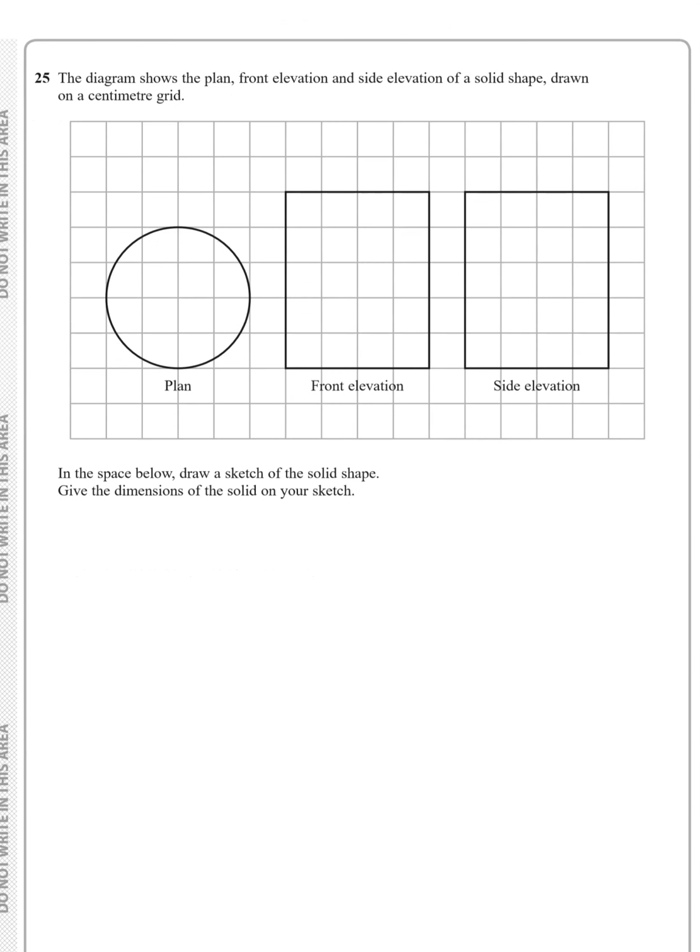Right, number 25 looks a bit different. Diagram shows the plan, front, side of a solid shape drawn on a centimetre grid. In the space below, draw a sketch of the solid shape. Give the dimensions of the solid on your sketch. So we've got rectangles and a circle. So it must be a cylinder.